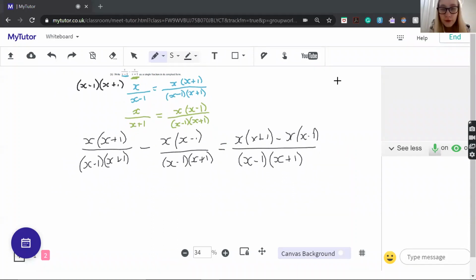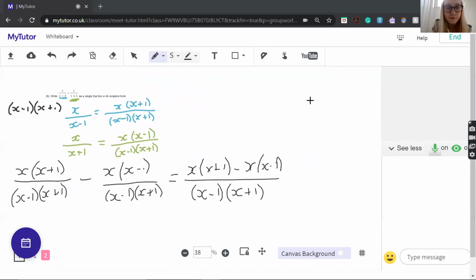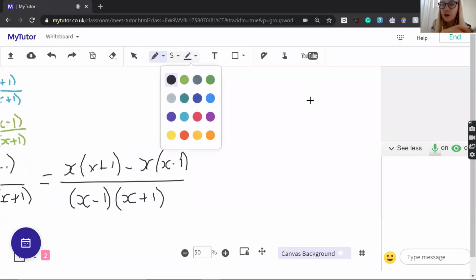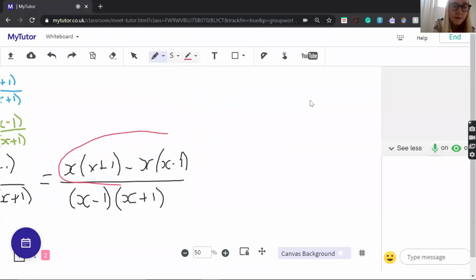So what we're going to do now is I'm going to move it over this way. We're going to forget about the denominator for a moment and work on simplifying the numerator. I'm only doing that so that I don't have to keep writing the denominator every time. We're going to expand each little mini bracket. So this first one, let's color code it even more, we're going to get x squared plus x.